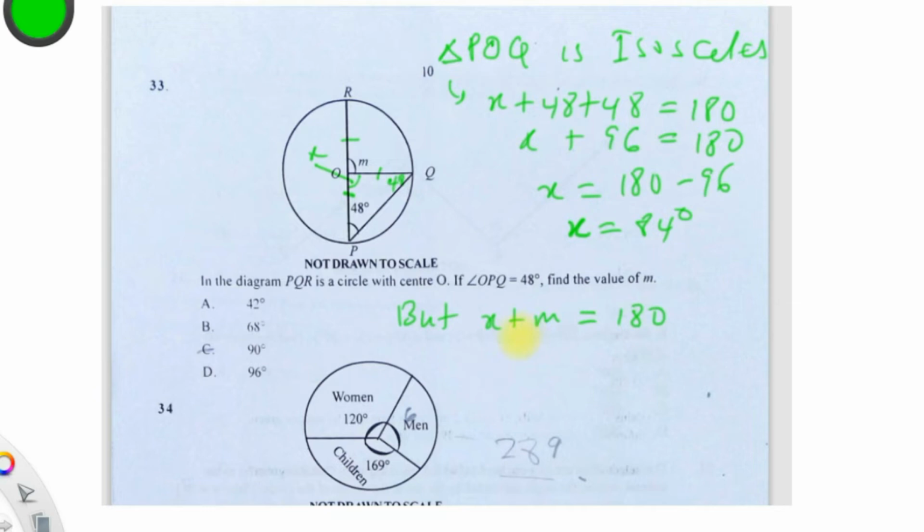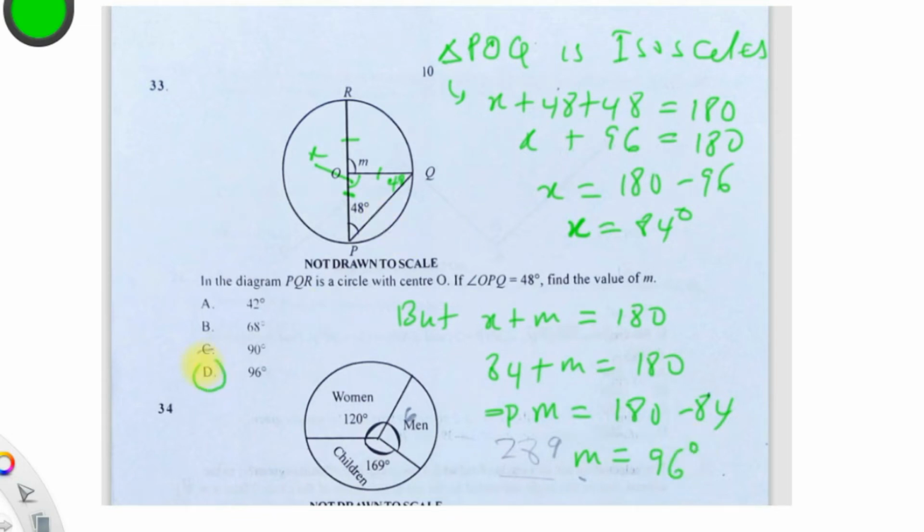So what we are looking for is m. We know 84 plus m is equal to 180. So that implies that m is equal to 180 minus 84. What is 180 minus 84? You get 96 degrees. So the correct answer is 96 degrees.